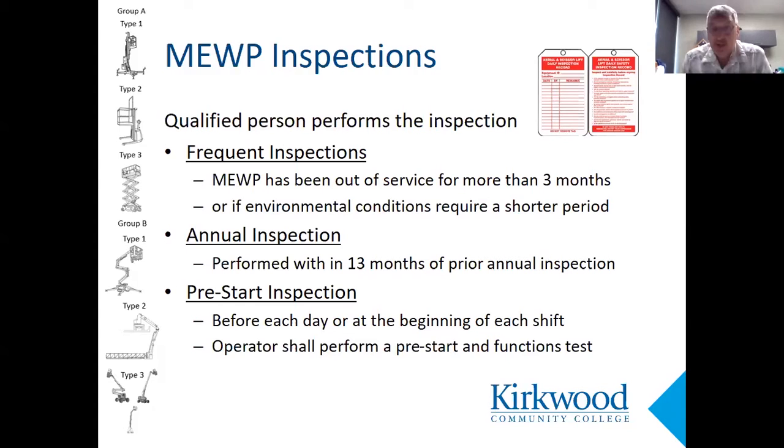Operator shall perform a pre-start and a function test. So again, you guys may have different names for these, but this is what ANSI brings out with the frequent inspection, the annual inspection, and a pre-start inspection. You should be able to get these lists from your vendor, your service provider that provided you the lift. Obviously, if you go online or buy it from another person, Google the model number and the style, and print out what you need to and develop your program from there.